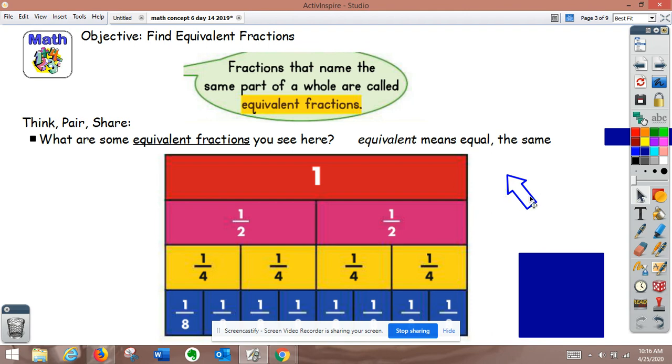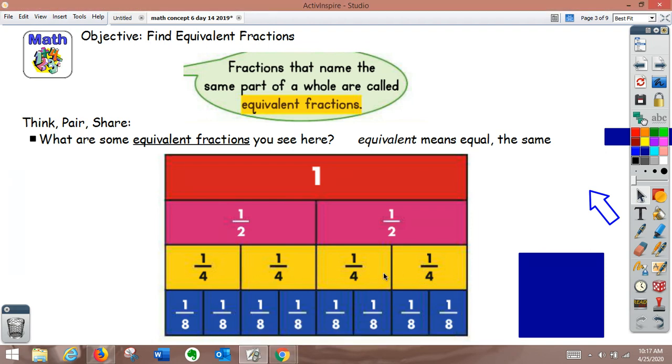Let's look and see here. We do have some equivalent fractions here. If we look at this one whole, it is the same as these 2 halves. Same size. Started the same, ends the same size. That one whole and these 2 halves are also equivalent to 4/4. 1, 2, 3, 4, they all line up the same.